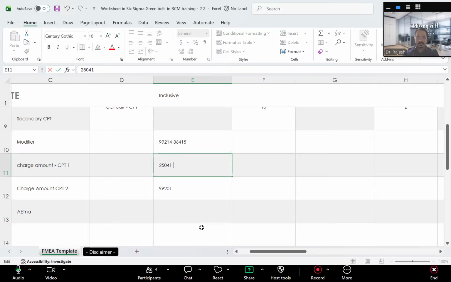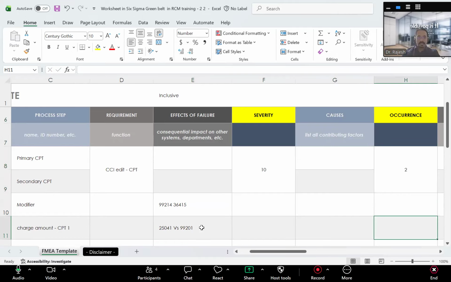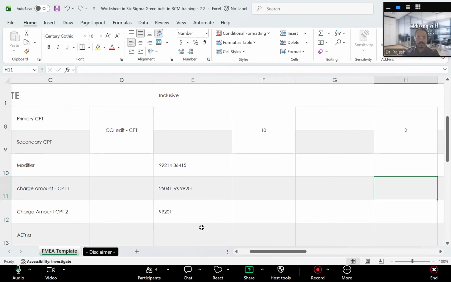925041 versus 99201. In that scenario, on a daily basis, this is my major scenario. For example, it is coming 6 times. That is my occurrence. Occurrence is also based on the rating. Here also my severity is again 10, because it's very important for me. I'm getting it. My occurrence is 6.